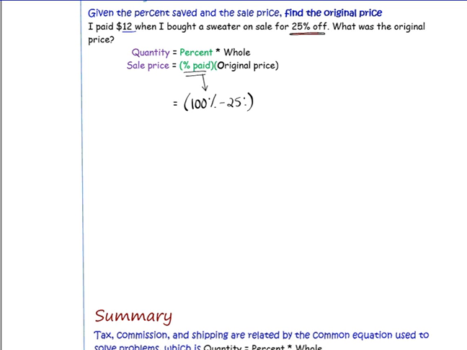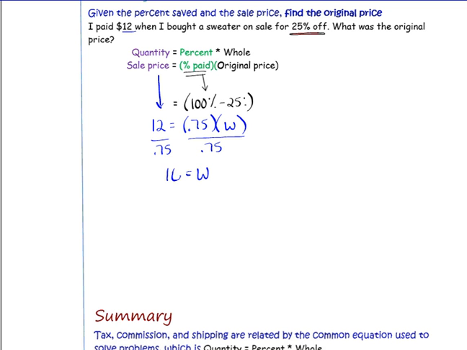All right, continuing, we've got our sale price. Actually, that's not what we're looking for. We know that. The sale price is 12. Then 100% minus 25% is 75%. 75% as a decimal is 0.75. Then the original price of the sweater is unknown. So I'm going to use a variable for that, and I'll just use W for whole. Now solve your equation. Divide by 0.75 on both sides of the equation. Go ahead and use your calculator and find your answer.